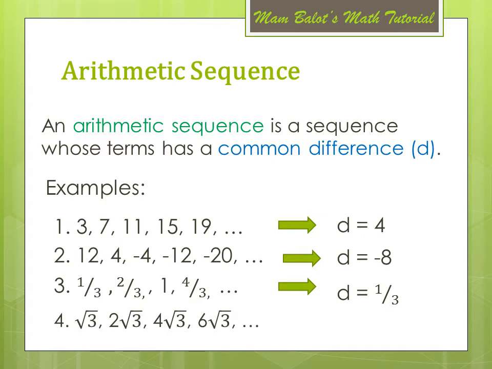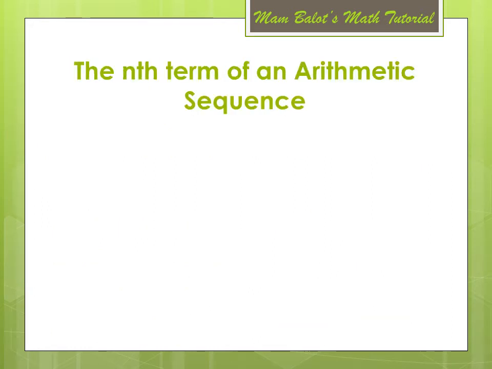The last one is the square root of 3, 2 square root of 3, 4 square root of 3, 6 square root of 3, and so on. From this, we can see that we are adding 2 square root of 3 to every term to get the next term. So the common difference here is 2 square root of 3.